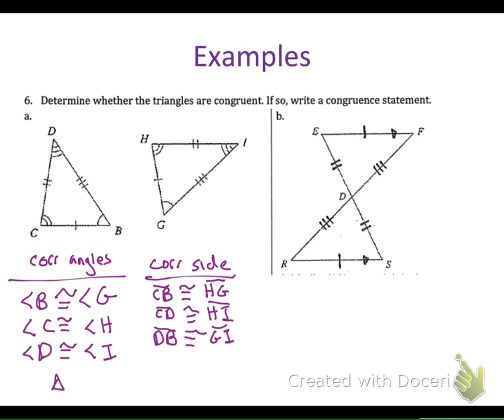So we can say that triangle, once again, I am using these letters here, going straight down, BCD is congruent to triangle GHI.